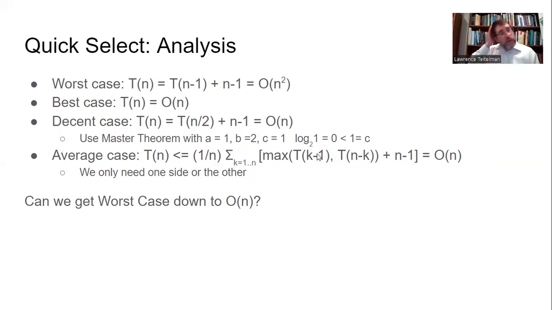Let me summarize what we have so far. The worst case of this quick select is n squared. In the best case, it's O of n. And in the average case, it's also O of n. So that's pretty good, right? We can find not only the min and the max, but any percentile in O of n time. The problem is the worst case. We don't really like a worst case of n squared.